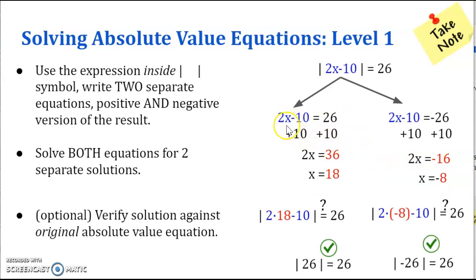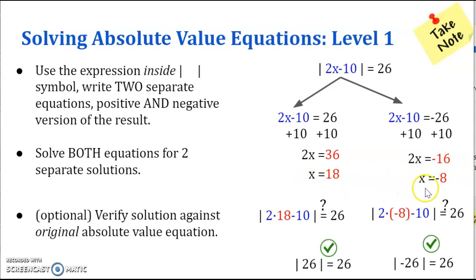What do we do to solve 2x minus 10 is equal to 26? Well, we first need to get rid of this subtract 10 by adding 10 to both sides, and you're left with 2x is equal to 36, and then divide both sides by 2 and you get x is equal to 18. The other equation, you do the same thing. You add 10 to both sides to get rid of this negative 10, and then you divide both sides by 2 to get x is equal to negative 8.